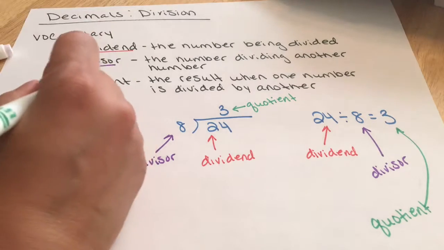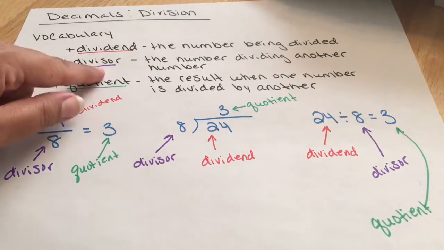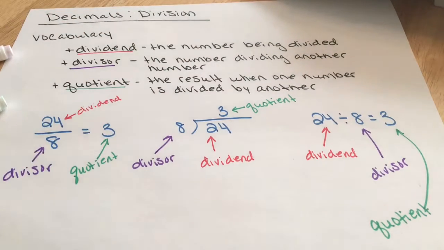The first word we're going to be looking at today is going to be dividend, and that's the number that's being divided. The second vocab word we're going to be looking at is divisor, and that's the number that's dividing the other number. And lastly, we're going to see quotient, which is the result or the answer when one number is divided by another.